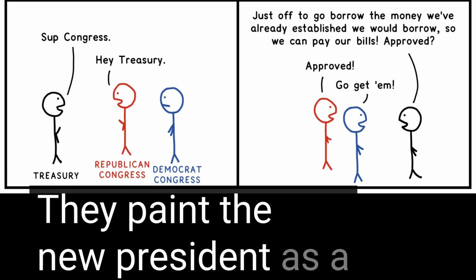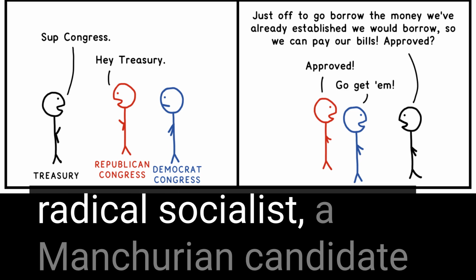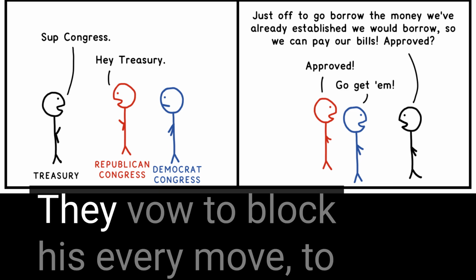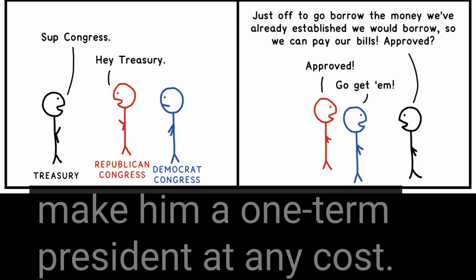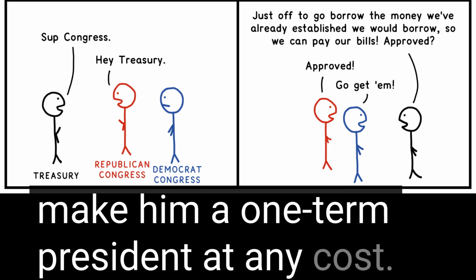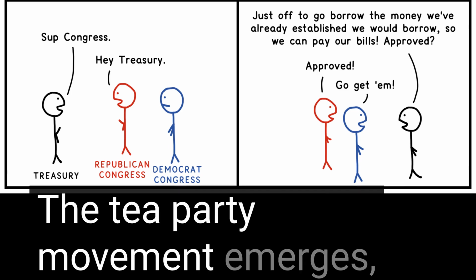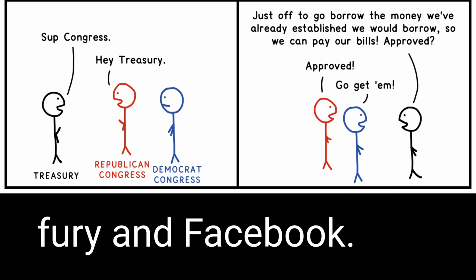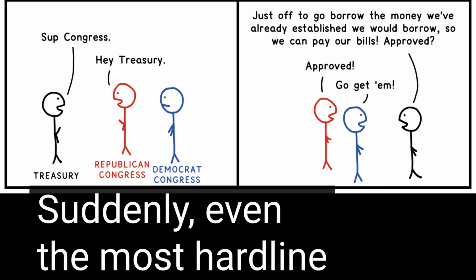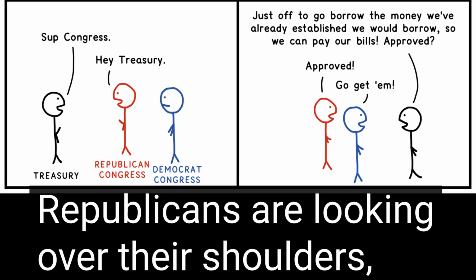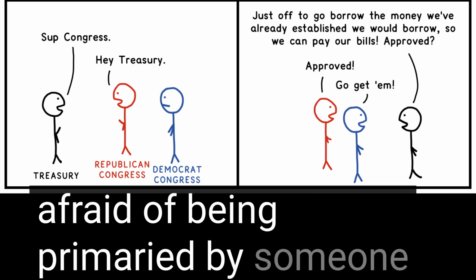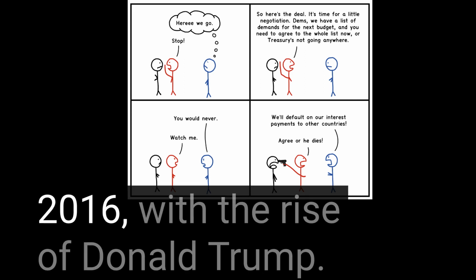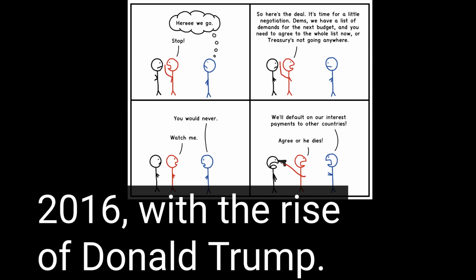They paint the new president as a radical socialist, a Manchurian candidate bent on destroying America from within. They vow to block his every move, to make him a one-term president at any cost. The Tea Party movement emerges, a grassroots uprising fueled by fury and Facebook. Suddenly, even the most hardline Republicans are looking over their shoulders, afraid of being primaried by someone even more extreme. But the real turning point comes in 2016, with the rise of Donald Trump.